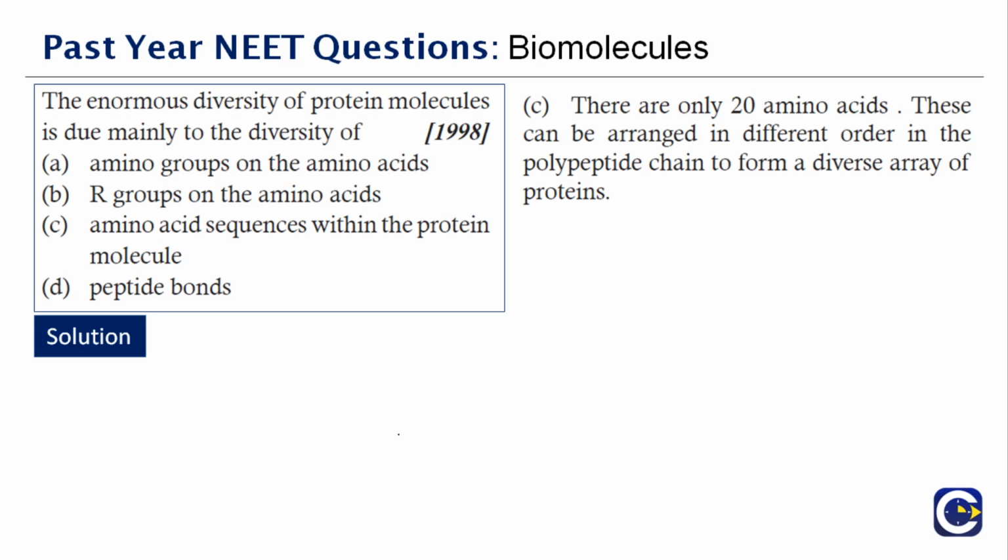You always have to remember they are talking in group. They are not talking about a single amino acid where you have to talk about peptide bond, but they are asking in general the protein molecules. Then you have to take the amino acid sequences within the protein molecule. The correct answer is option C.